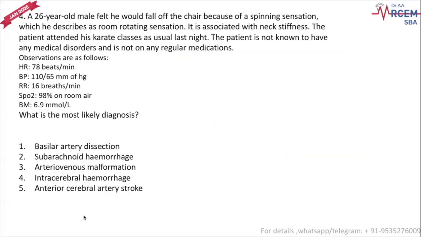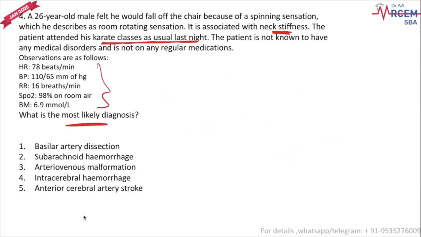A 26 years old male felt he would fall off the chair because of a spinning sensation, which he describes as room rotation, and it is associated with neck stiffness. The patient attended his karate classes as usual last night. The patient is not known to have any medical disorders and is not on any regular medications. The vital parameters seem to be fine. What is the most likely diagnosis?